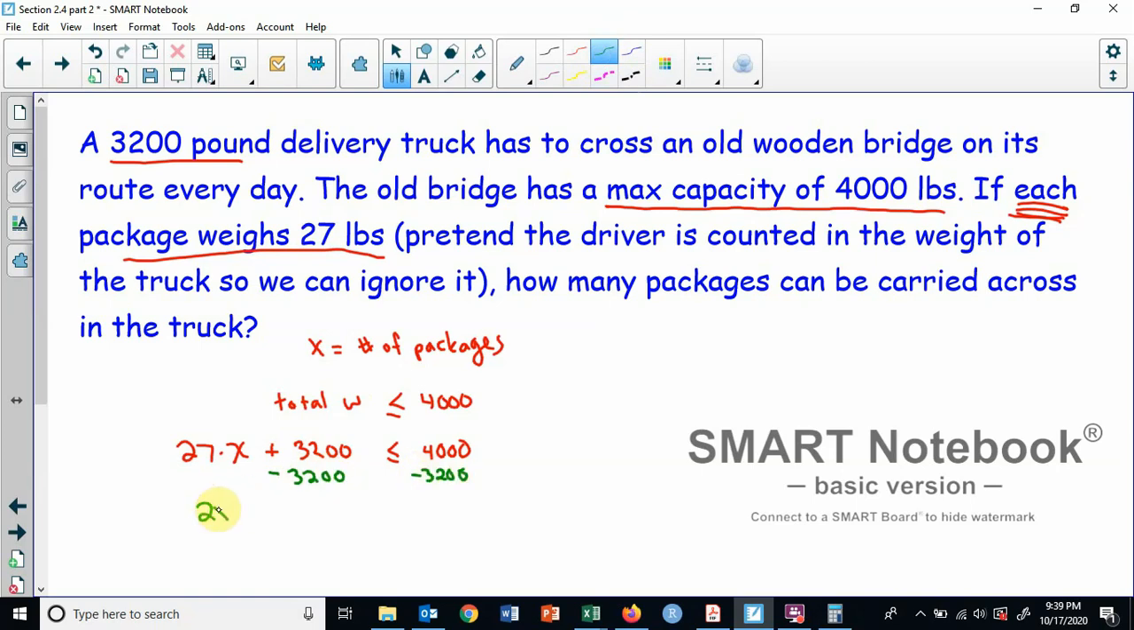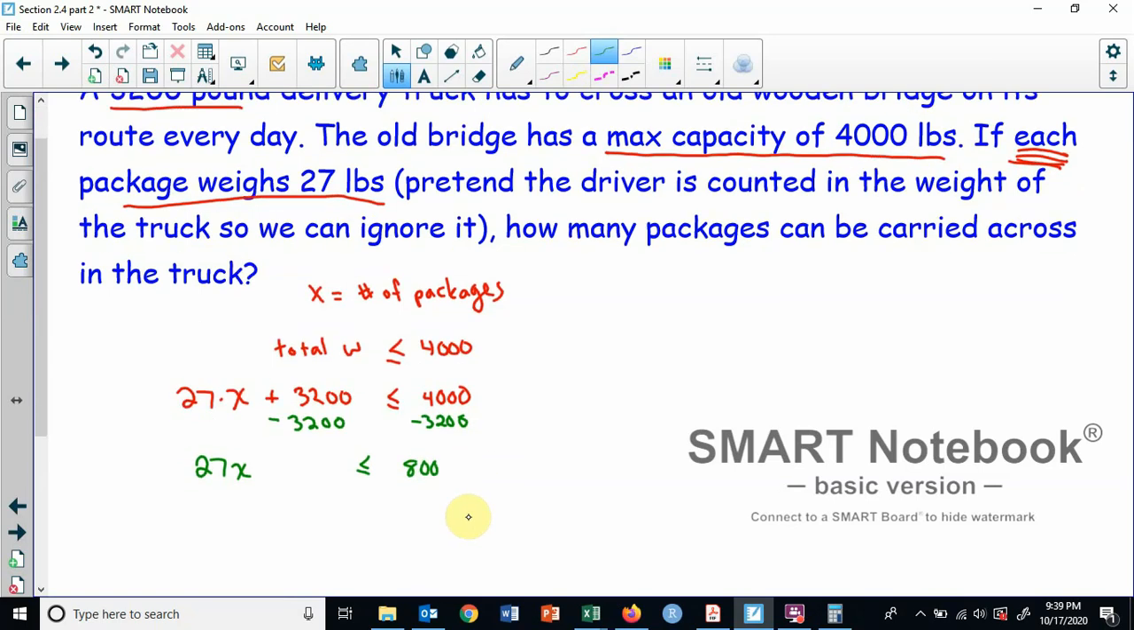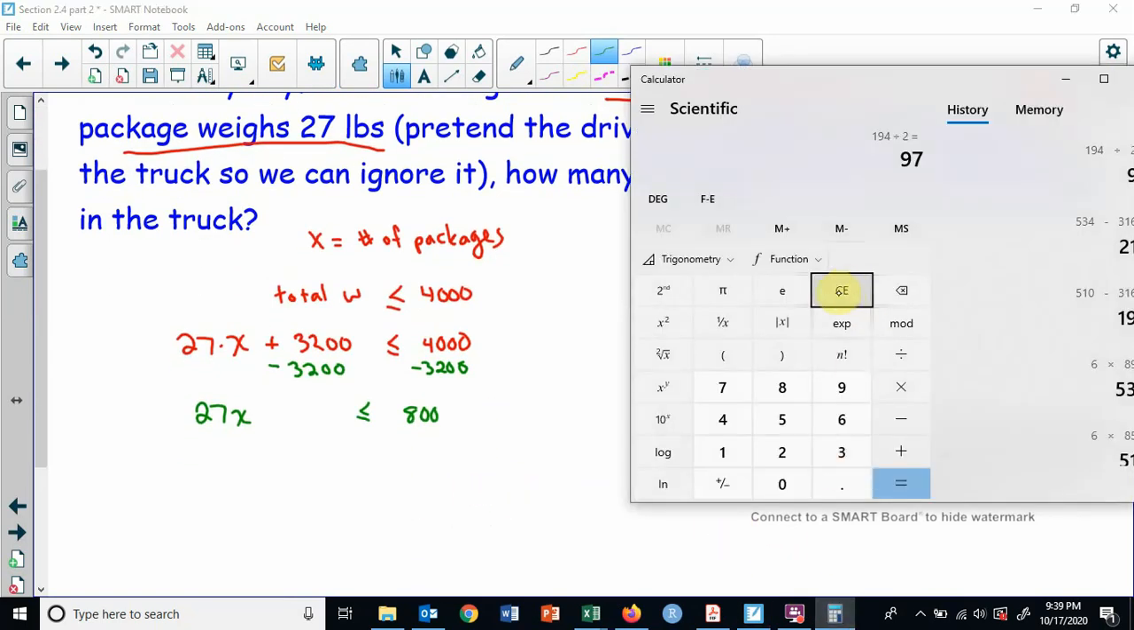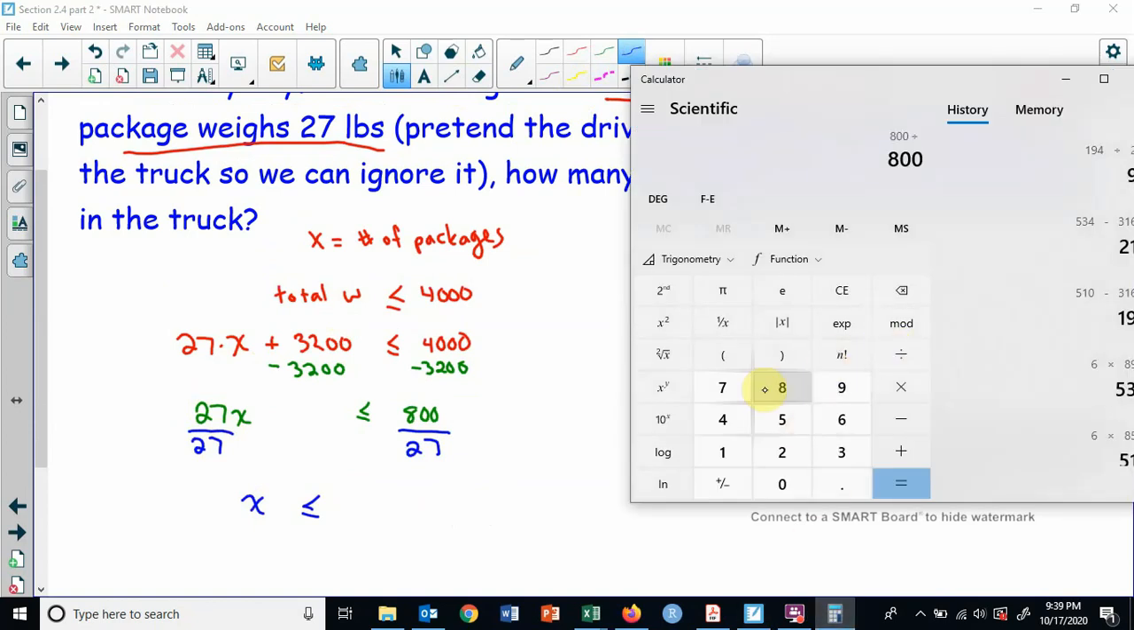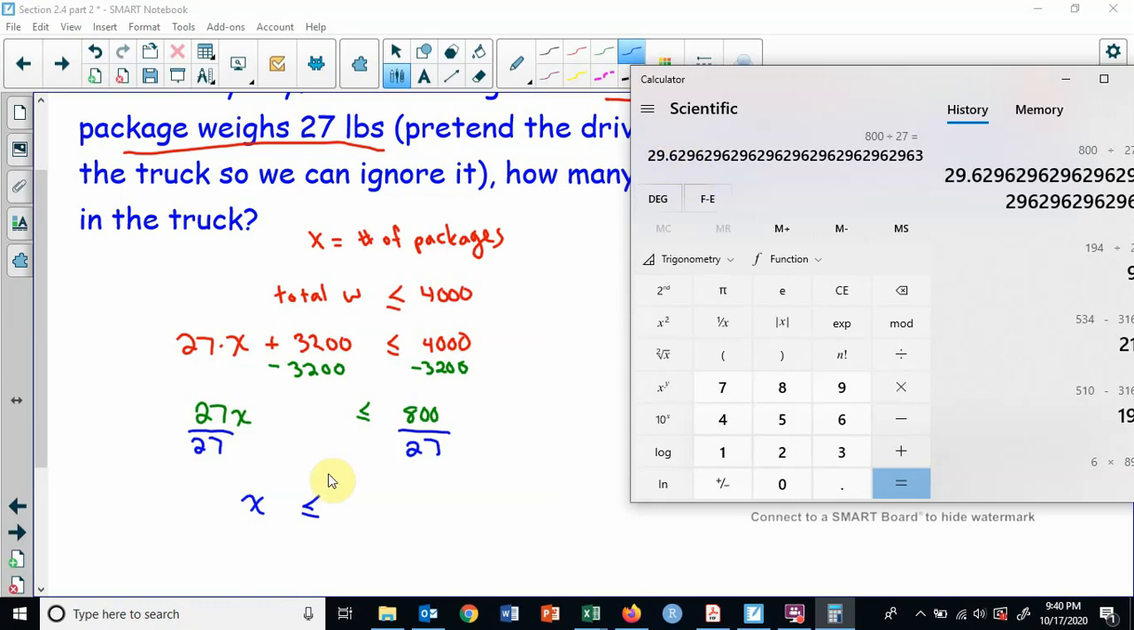Okay, so 27. Whoops, I can't write a 7. Let me erase that. Try that again. 27x has got to be less than or equal to 800. Okay, so now we're going to divide, and this is probably going to be a decimal. Oh, well, let me go ahead and write my work. I need to divide both sides by 27, right? I get ahead of myself sometimes. So x needs to be less than or equal to whatever this is, divided by 27. 29.6. Let's just put that.